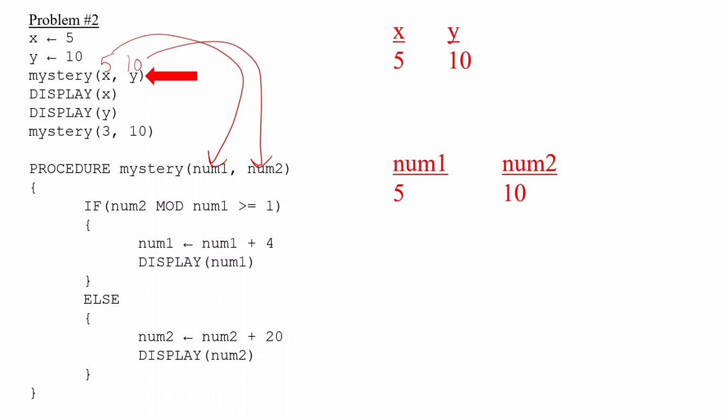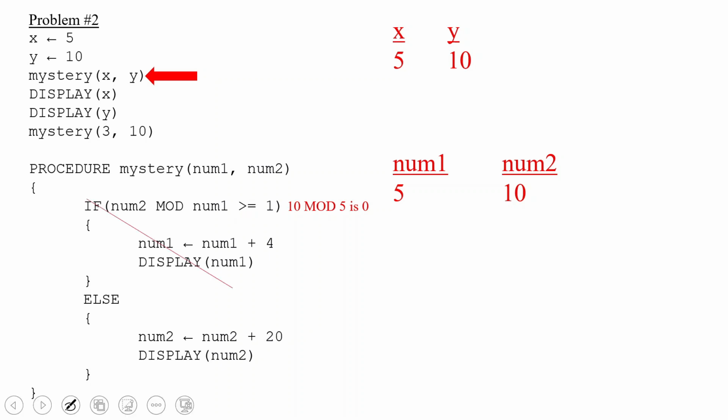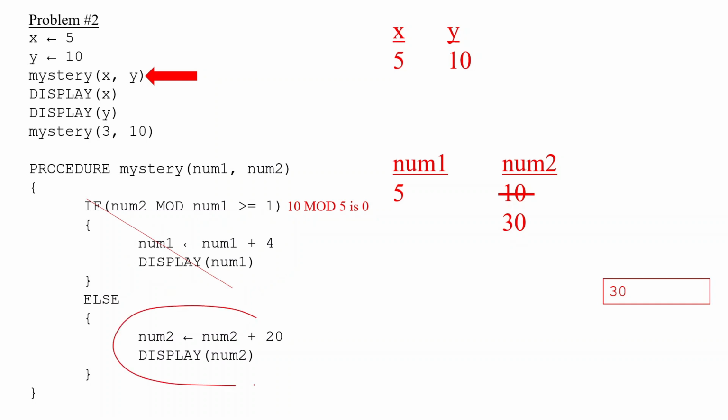And then when I'm working in the procedure, those are going to be the values. Okay? So num2 mod num1 means I take 10 mod 5, which is 0. Is 0 greater than or equal to 1? It is not. So the statements inside this if do not run because this is false. 0 is not greater than or equal to 1. My else statement runs. And inside this else statement, I take num2, which is 10. I add 20, and that becomes the new value of num2. So num2 becomes 30. And then I display num2. So that's why off to the side, I have it display 30.